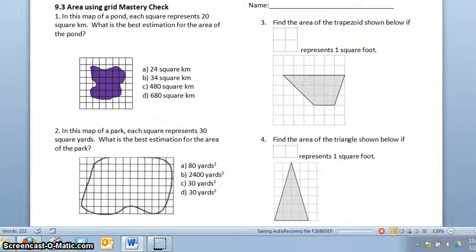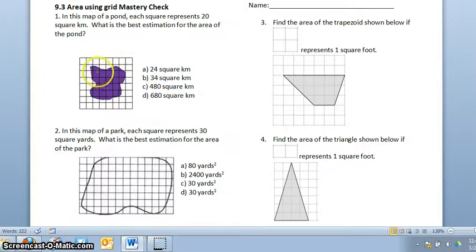So when we're estimating area using a grid, a good thing to do is to find a minimum area and a maximum area. So something we know that the area of the pond is bigger than and something we know that it's less than. And the way that we can do that is by counting squares that are completely inside the figure first, and that's going to be our minimum area.